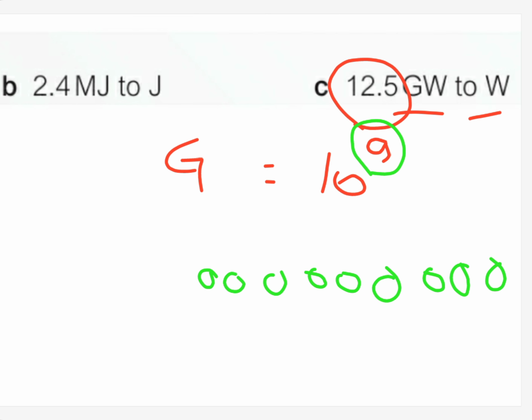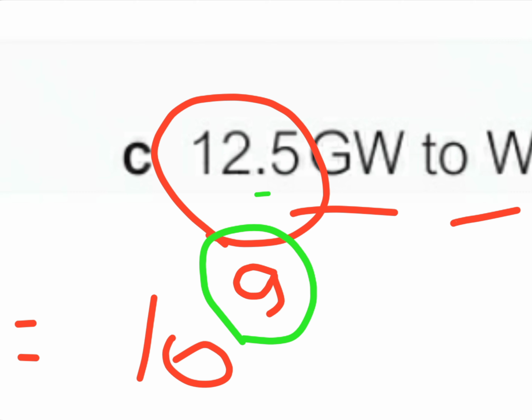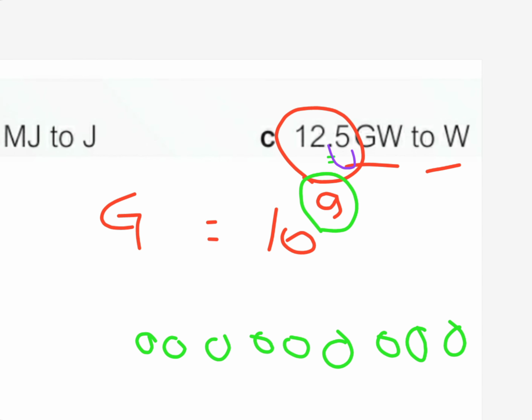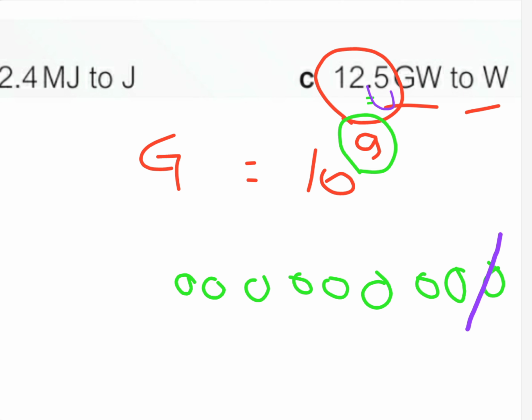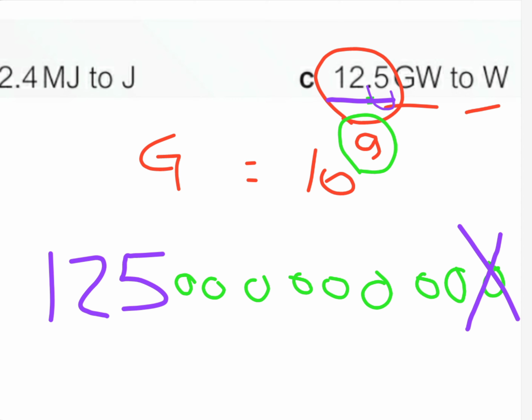Very good. Now, because we have 9 zeros and we want to remove this point, we have to move it to this side here. How many times are we going to move it? We're going to move it one time to get rid of it. After moving it, we're going to lose one of the zeros. So we lost one of the zeros, and then we take the number and write it here, 125. That's it. This is how we answer questions like that.